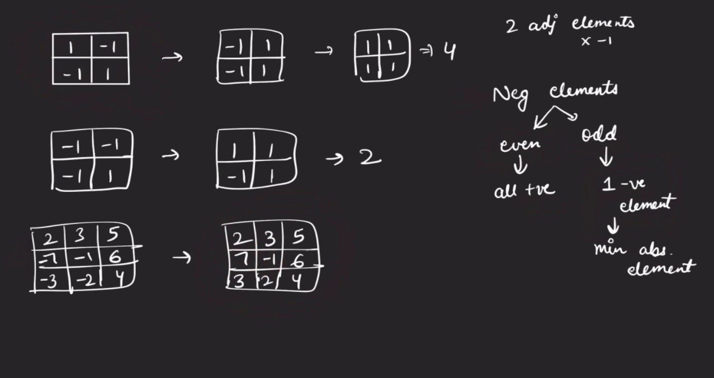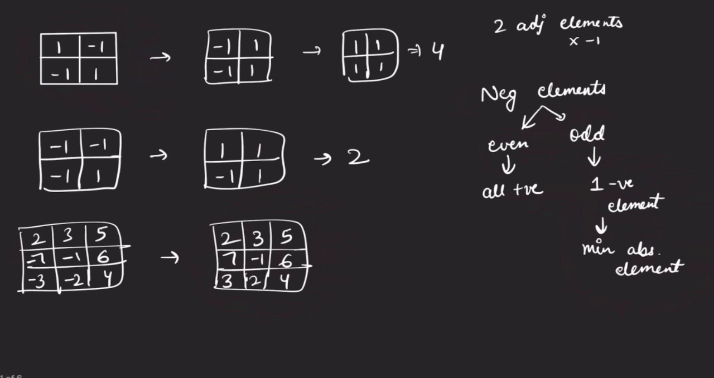So see, what I am saying is that we will identify the sum of all the absolute elements of the matrix, right? And then we will check the count of negative elements. If it is even, we will directly return that sum. But if it is odd, then we need to remove the contribution of this negative element from our sum, right? And how are you going to do that?